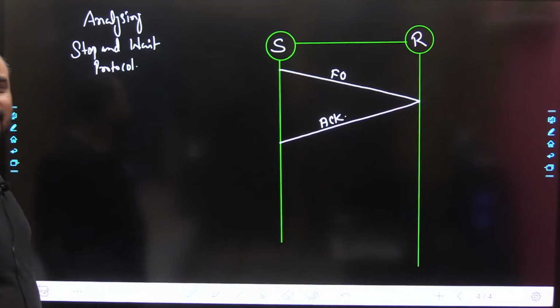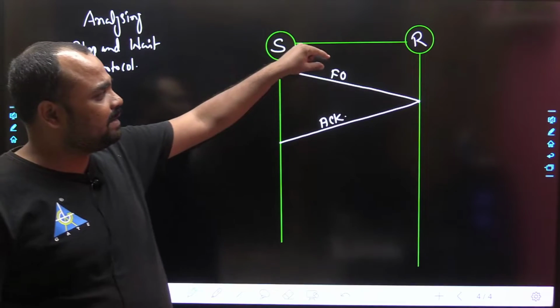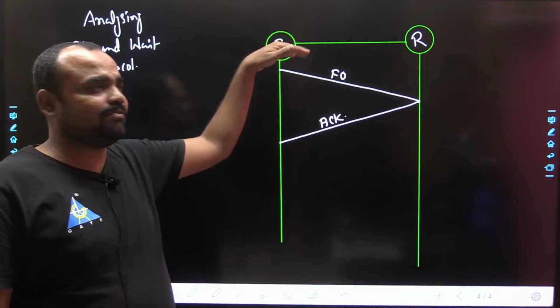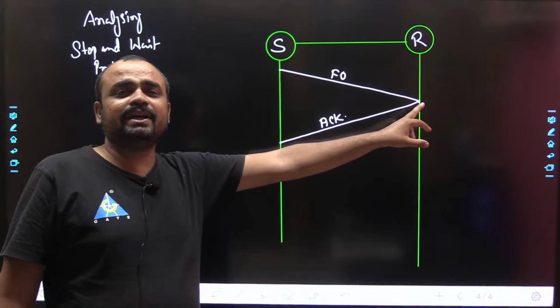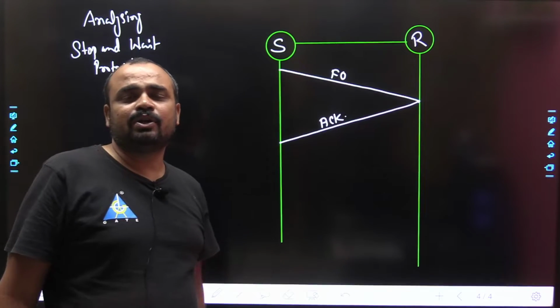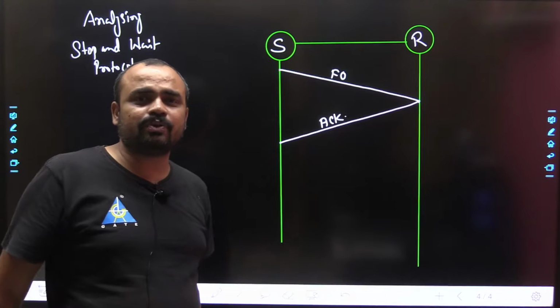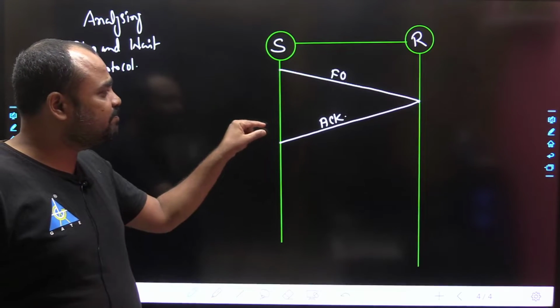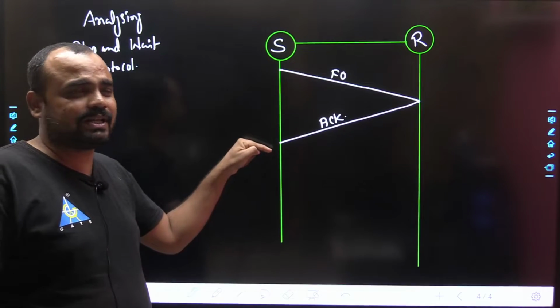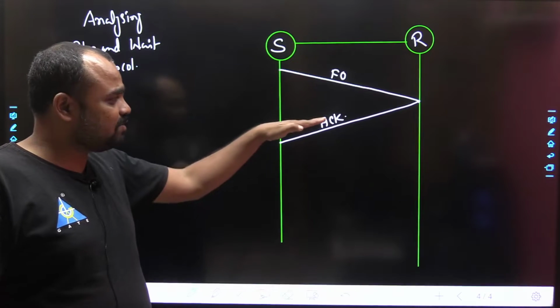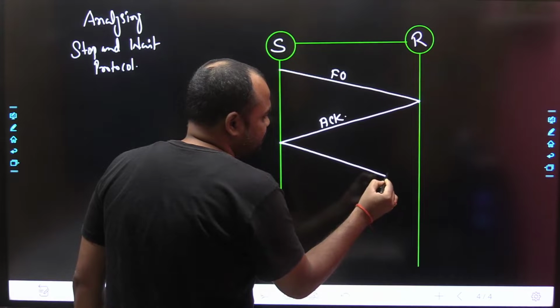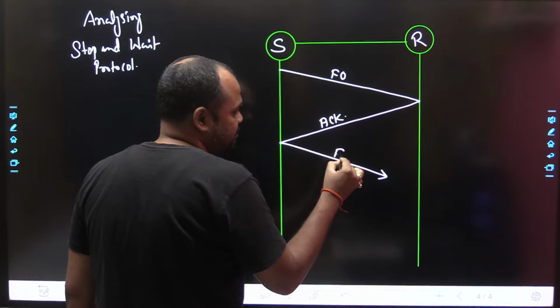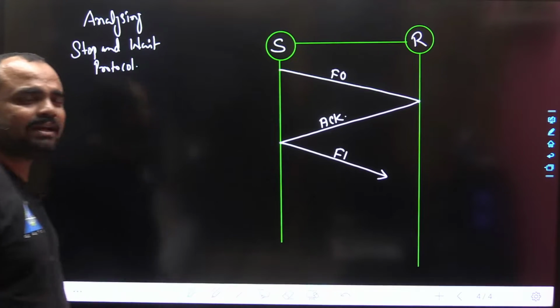Okay, yes or no? So this is the frame number F0 sent by the sender, and once the receiver receives the frame, it will simply revert the acknowledgement frame to make a confirmation. Once the sender receives the acknowledgement frame, definitely it will send the next frame, that is frame number, suppose, F1.